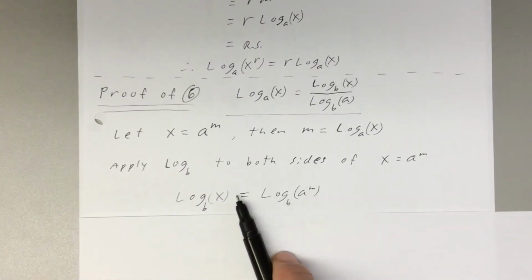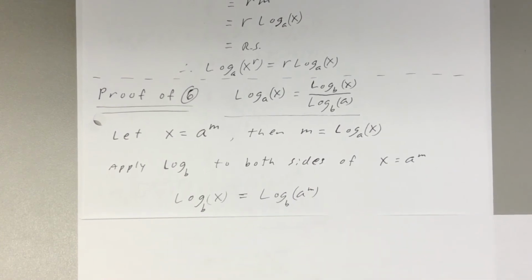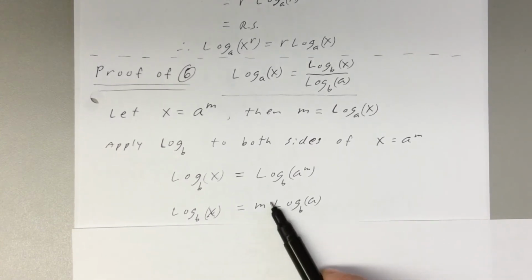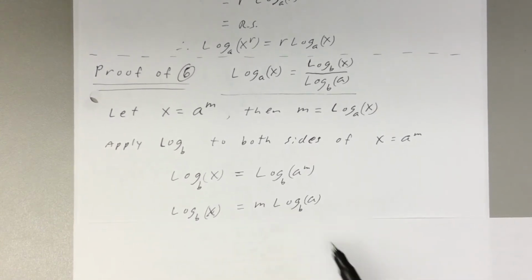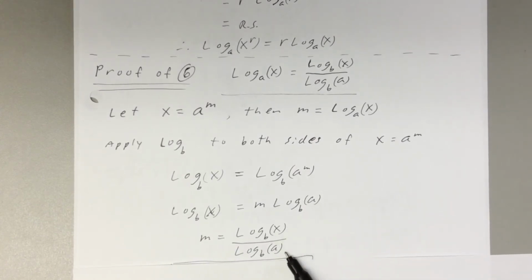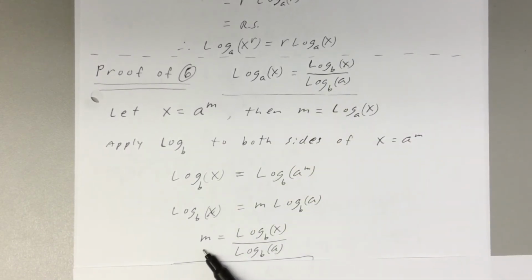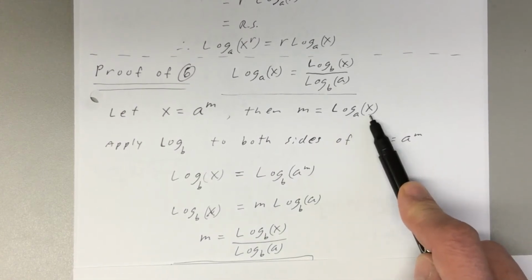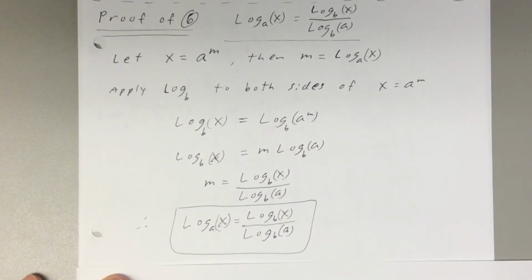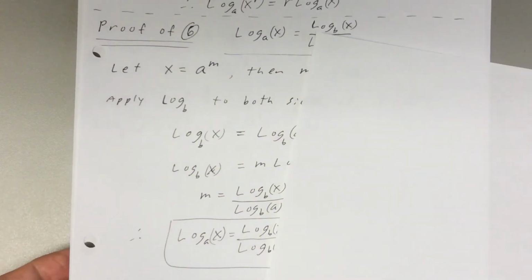When I do that, I can bring this exponent down. m comes down in front. And once I bring that exponent down, I can then solve for m. m equals this, log base b of x over log base b of a, which is this right side, and m is log base a of x, based on what we let x equal. So put it in there, and now we have the change of base law. Okay, so I'm going to show you a couple more examples using these laws.